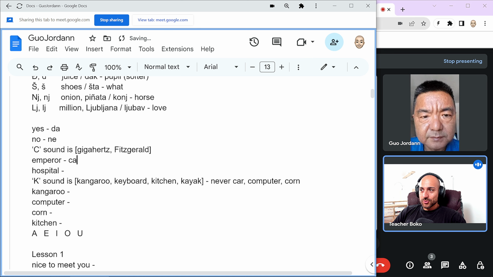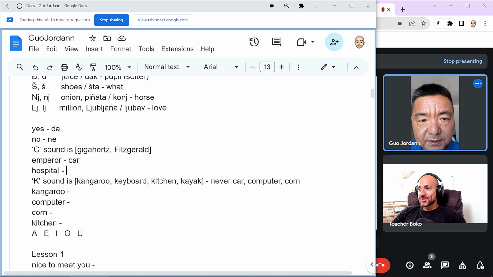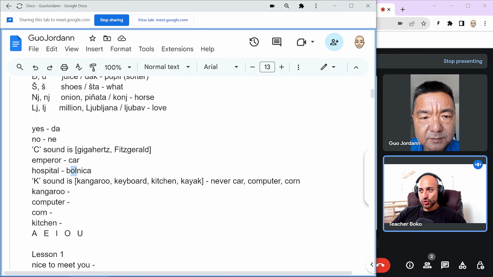So A is always A, and this letter is R. So tsar, just like in Russian, right? You know Russian. So tsar, exactly. If I type this word, Bolnica, this is always B, this is always O, L, N, I, T, A. Yes, great. So now we have letter K, for example.